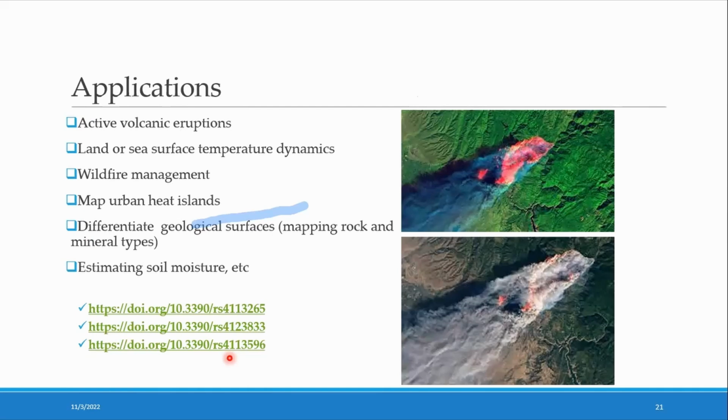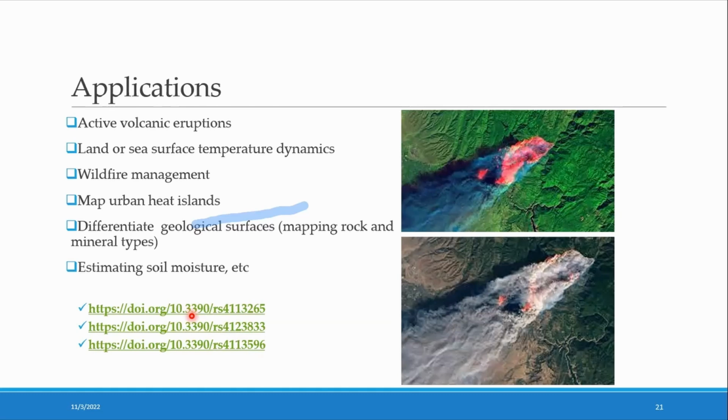So there are very many applications where you can apply these thermal bands or utilize thermal sensors, and I have put here these links. The publication is really so wide. So when I give you these, maybe the lecture slides, you can read these papers, how people have applied thermal remote sensing or thermal images in various applications.